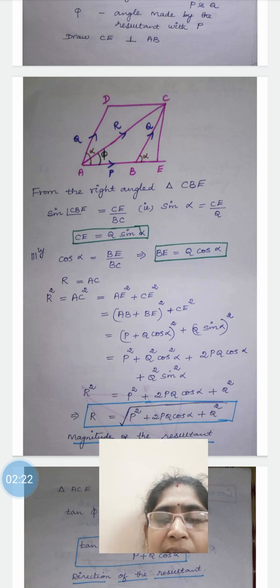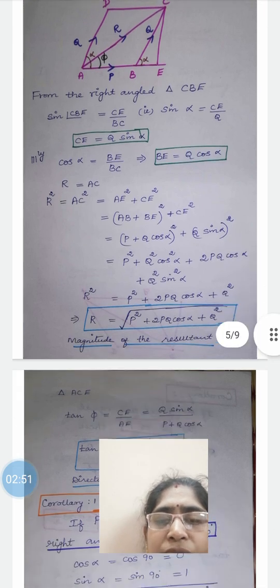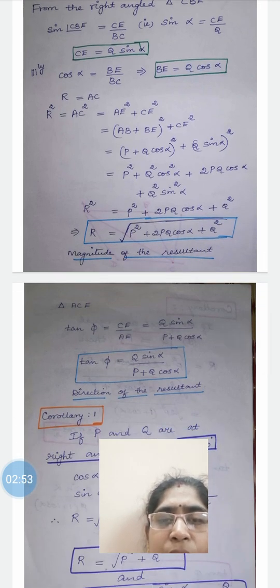Similarly, from the same right angle triangle, find out what is cos alpha. From this we can find out BE as Q cos alpha. Using these two in the resultant, R square is equal to AC square. AC square can be written as AE square plus CE square, and AE can be written as AB plus BE, the whole square. By substituting AB as P and BE as Q cos alpha and CE as Q sin alpha, and by expanding this we will get the magnitude of the resultant as R is equal to square root of P square plus 2PQ cos alpha plus Q square.